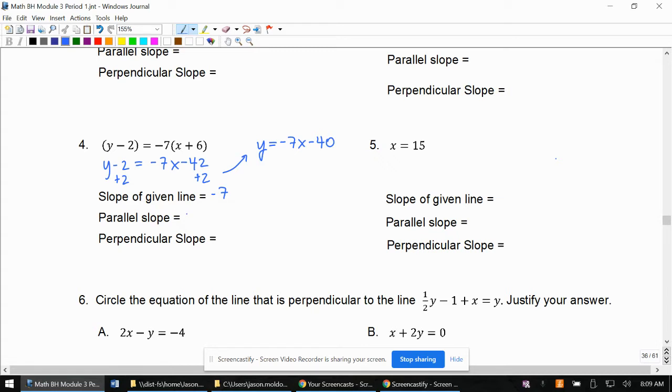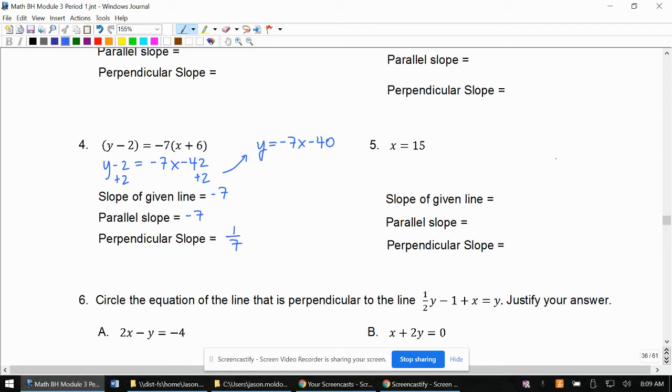The slope of the parallel line would be equal, and the slope of the perpendicular line would be the opposite, so positive, and reciprocal, which would be 1/7. So parallel lines have the same slope, equal slopes, and perpendicular lines have opposite reciprocals. Change the sign and flip the fraction. If it isn't a fraction, make it into a fraction.